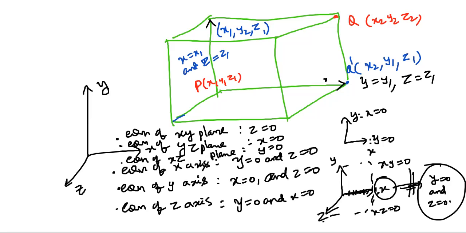This is the equation of this line, because the equation of the y-axis is x equal to 0, z equal to 0, but they are shifted. So parallel planes. Therefore, every point on this particular line will satisfy this condition. Similarly, this line is parallel to the z-axis. The z-axis is y equal to 0, x equal to 0, so this will be shifted: y equal to y1, x equal to x1.